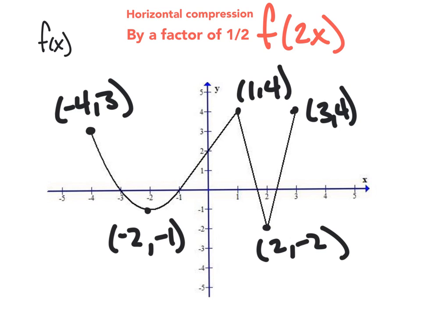Just divide the x values by this 2. And here I'll help you get started. Negative 4, 3 becomes negative 2, 3. And negative 2, negative 1 now is negative 1, negative 1. You can start seeing what's going to happen to this graph. Finish it out. So all the points got squished in together to have a horizontal compression.